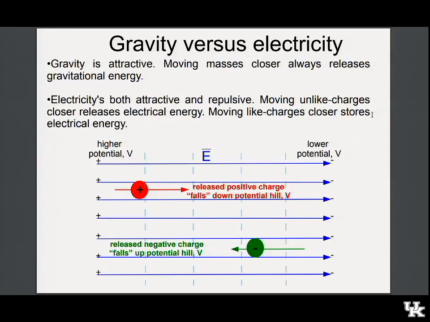So if you've got like charges, they repel one another. If you've got unlike charges, they attract one another. So in that way, electricity is a lot richer than gravity, where gravity is kind of boring, it's just attraction all the time. But with electricity, you've got some action going on because you've got repulsion and attraction. So that makes it kind of a richer force.